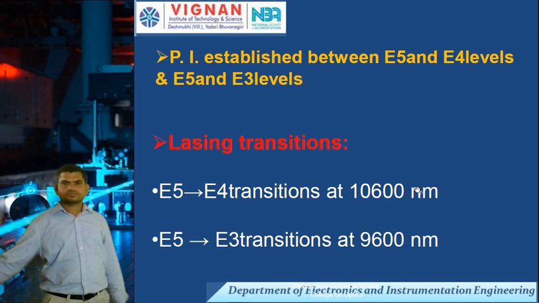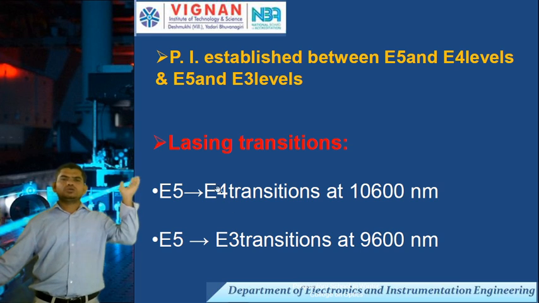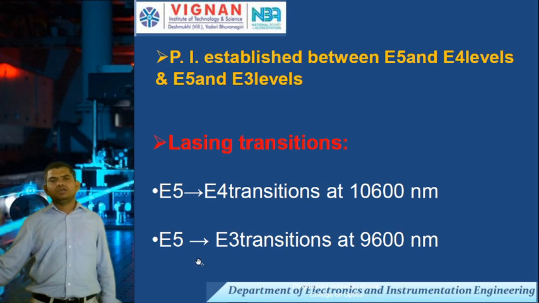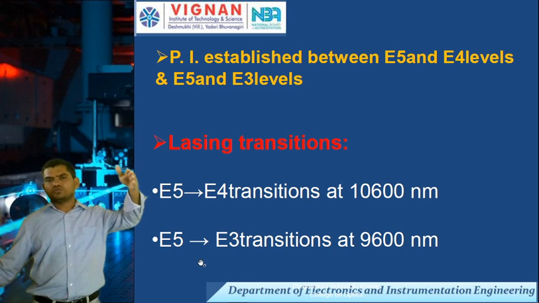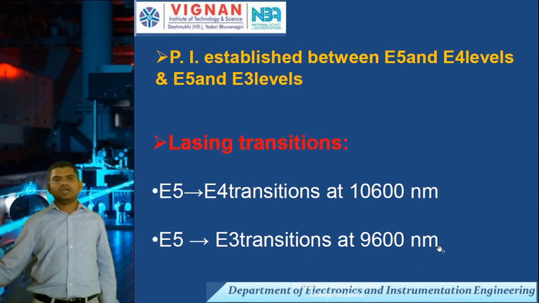Now the lasing beam output: when the molecules fall down from E5 to E4, we get laser beam output at 10,600 nanometers, and when the molecules fall down from E5 to E3, we get laser beam output at 9,600 nanometers.